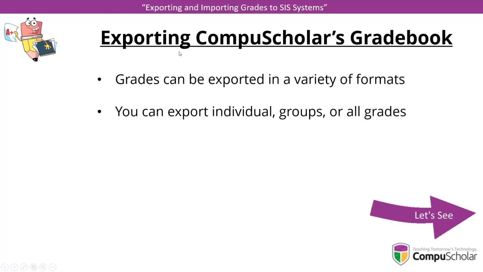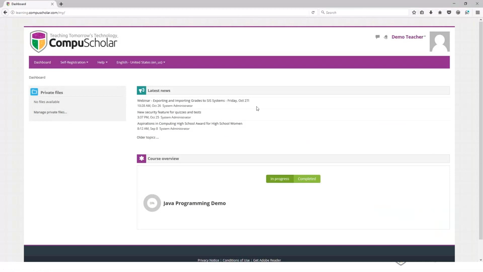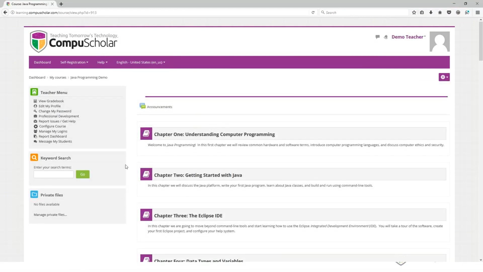So now let's switch over and start talking about CompuScholar's Gradebook. You can export grades into a variety of formats, and you can do those singly or in groups or all together. So let's switch over to our learning management system and take a look. This is our learning management system, and I've logged in as a demo teacher to a demo course. Let's click on our Java programming demo course, and let's take a look at the gradebook.